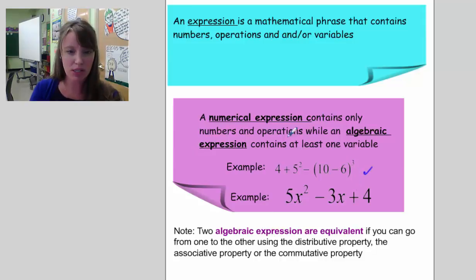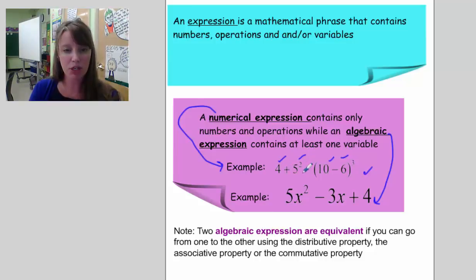So this right here is an example of a numerical expression, where an algebraic expression is this one down here. A numerical expression contains only numbers, so 4, 5 squared, 10, 6, and operations we have plus, squaring, minus, squaring, cubing, whereas an algebraic expression contains at least one variable.